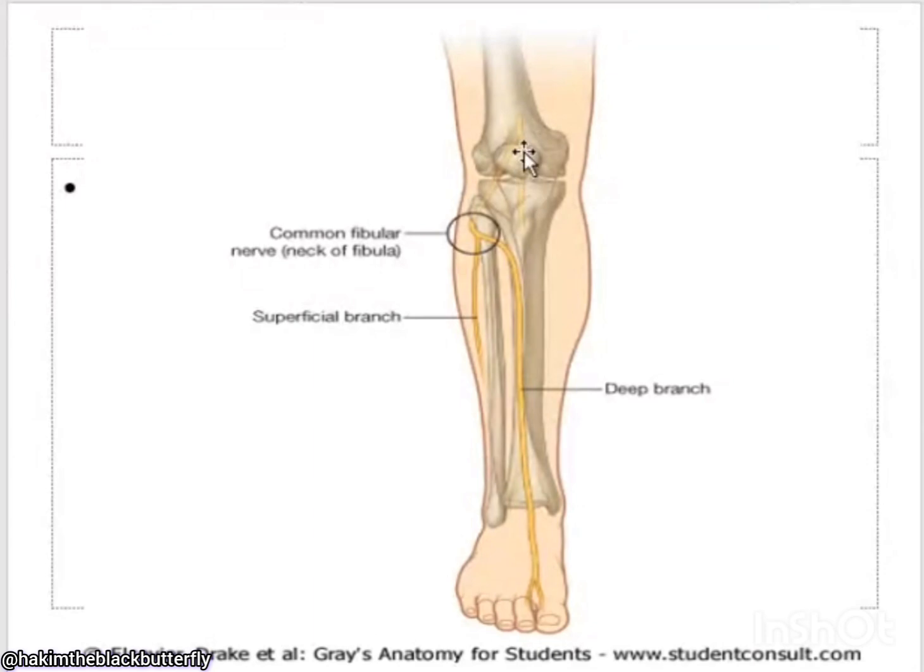The tibial portion which remains posteriorly is going to supply muscles of the posterior compartment of the leg. So those are the three nerves. The superficial branch of the common peroneal nerve supplies muscles of the lateral compartment of the leg. The deep branch of the common peroneal nerve supplies muscles of the anterior compartment of the leg. And the tibial portion of the sciatic nerve supplies muscles of the posterior compartment of the leg.